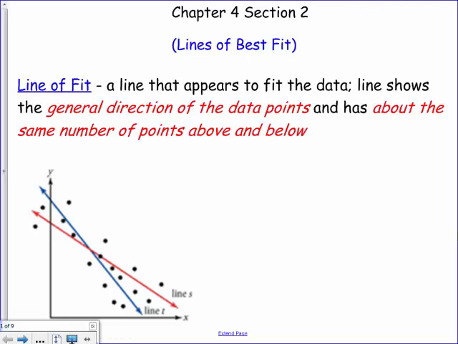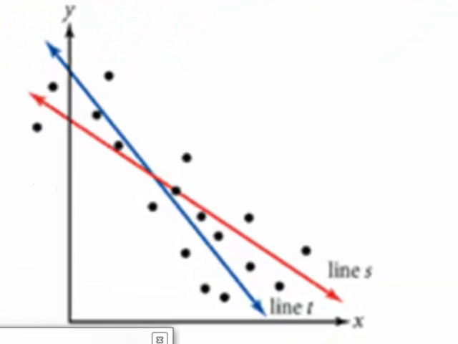Okay, so we've got to collect data first. And this line, this is important, it shows the general direction of the points. It's got to have the general direction, and about the same number of points above and below. So if I look at this graph of data, I have a red and a blue line. Which one do you think is a better line of fit?